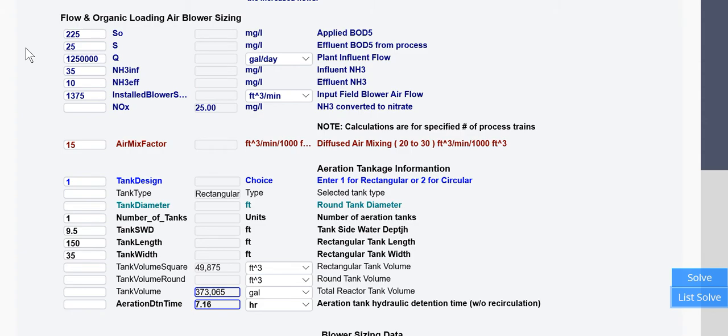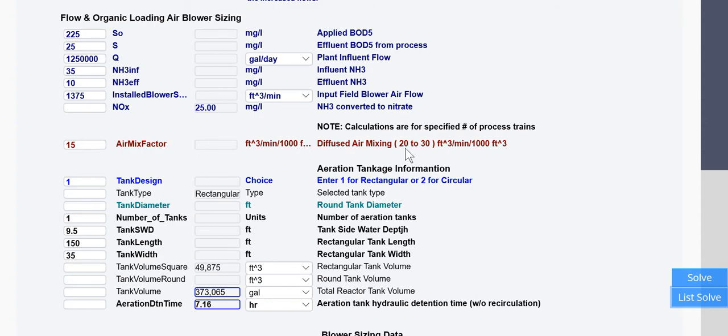I have just inputted values of 225 for the applied BOD, 25 for the effluent, 1.25 million for the flow, 1,250,000 gallons a day. Ammonia coming in 35, going out 10, and an installed blower capacity of 1,375 SCFM. The NOx will be computed because if you take 35 minus 10, that's 25 parts per million converted to nitrates. Mixing factor, in this particular case, I just used 15.